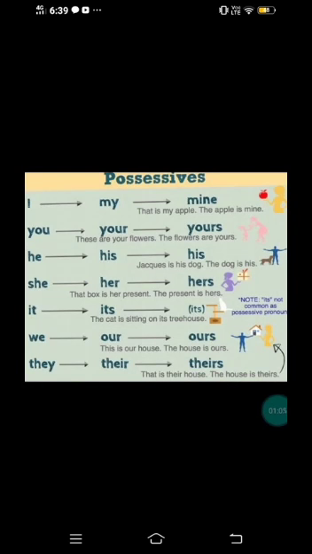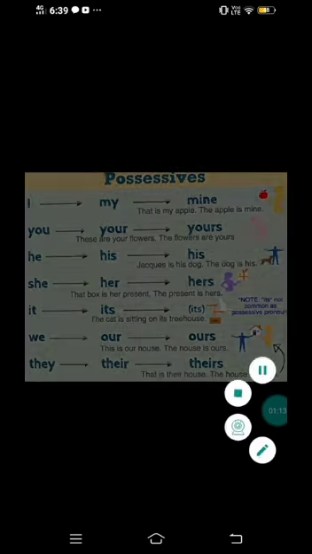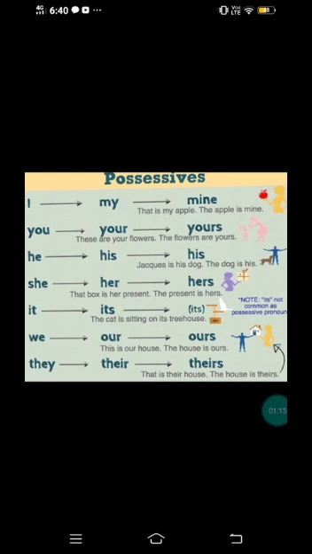We all know that I is the first person, right? First person means the speaker. The possessive form of I will become my. That is my apple. Whose apple? My apple.